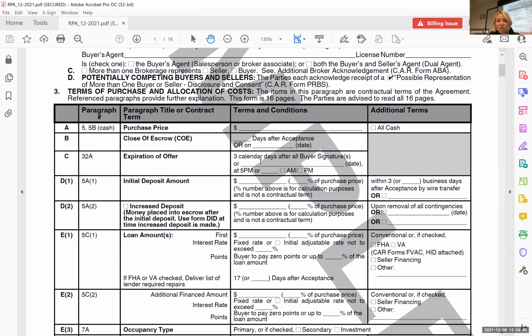Right. Initial deposit amount. All right. So there's a dollar amount here, and then now they've added a percentage as well. I think this is to help everyone out. Can anyone tell me what the typical earnest money deposit is? Yeah, it's 3%. Can you do more or less? Yeah. If you do less, it's going to look less attractive. If you do more, it can look more attractive.